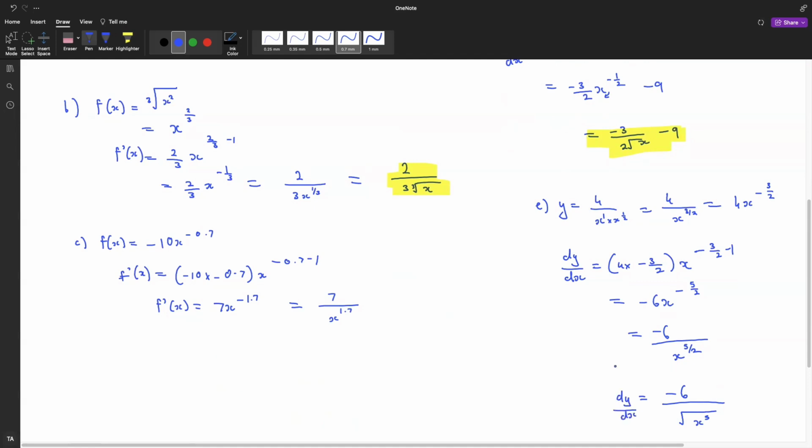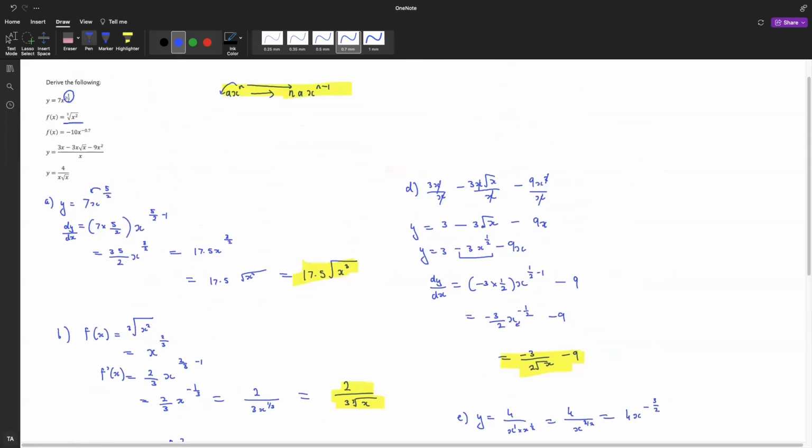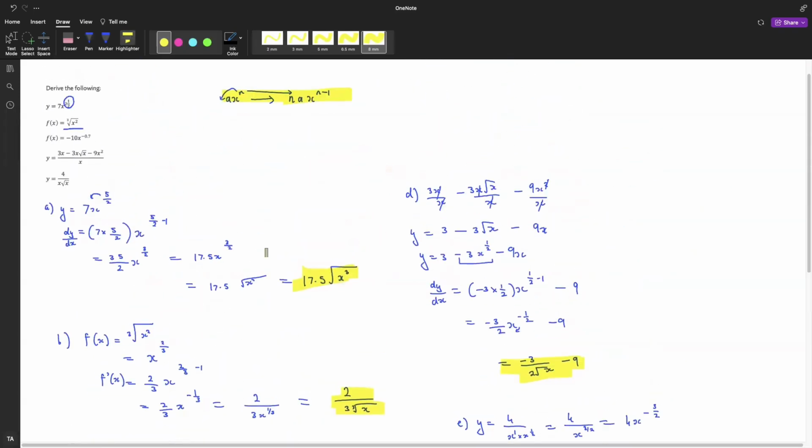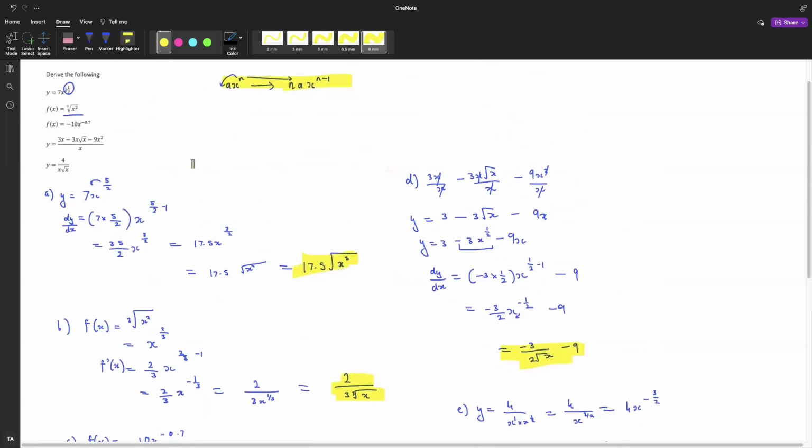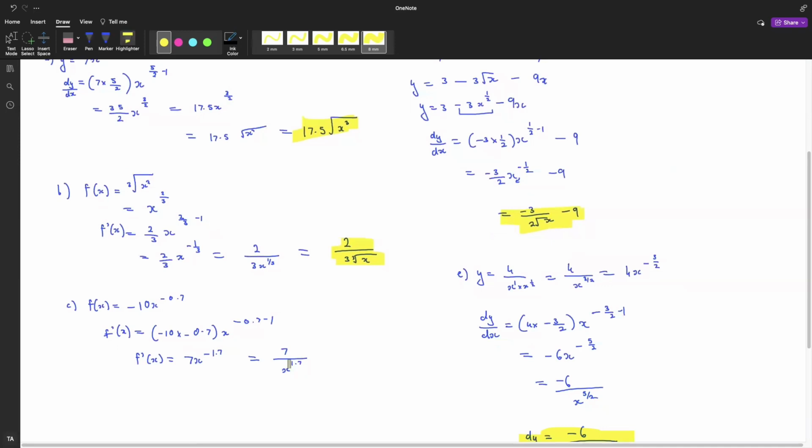So nothing really new when we talk about fractional indices, just a few more steps. We usually don't like having negative indices personally. We also don't like having fractional indices as well. So try to convert it into root form where you can, unless it's too complicated, like something like this. Then you can leave it in decimal form or fraction form.